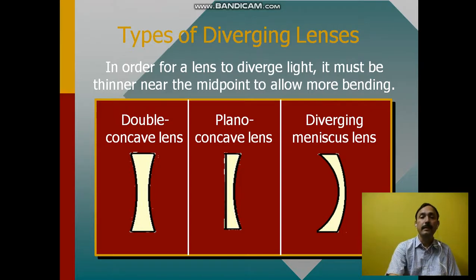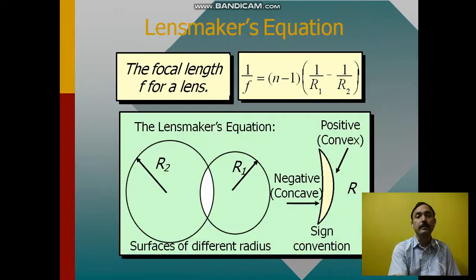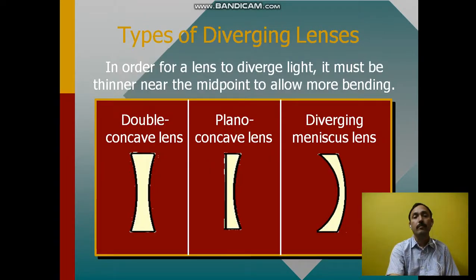So diverging lens. In order for a lens to diverge light, it must be thinner near the midpoint to allow more bending. Here it is thinner for a double concave lens, it is also thinner in the middle, and for a diverging meniscus lens it is also thinner at the midpoint.